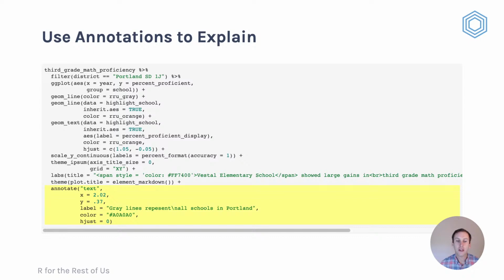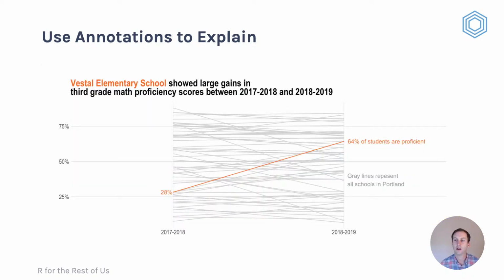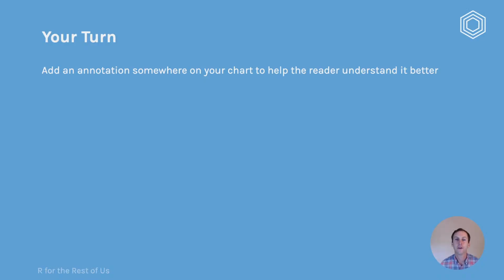All right, so here we have the code that we ended up with, and there is our final result. For your turn, I want you to add an annotation somewhere in your chart to help the reader understand it better.